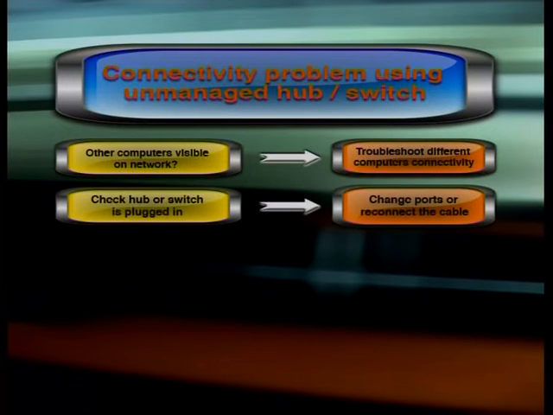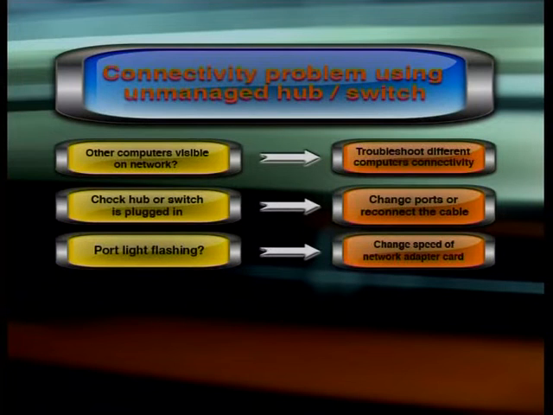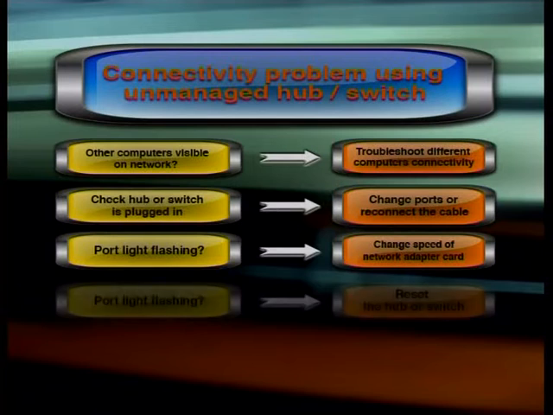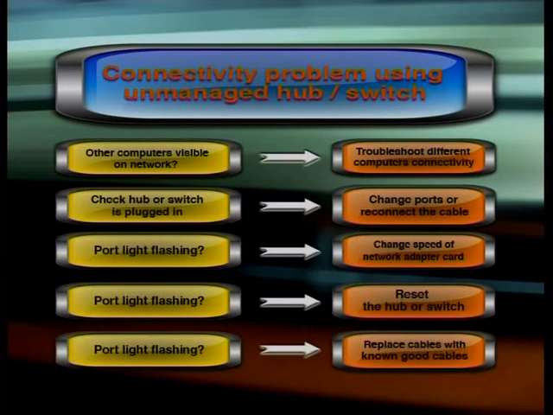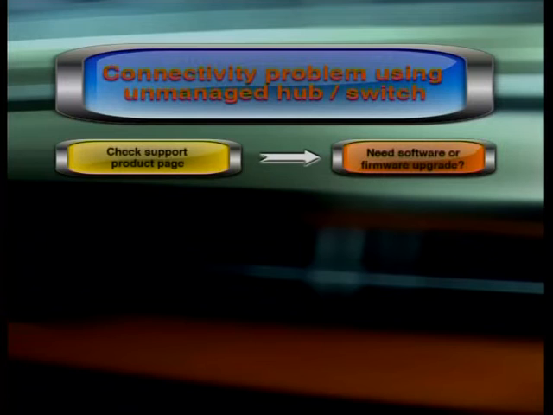Check that the hub or switch is plugged in and the power light is lit. If a port light is flashing, change ports or reconnect the cable. Or change the speed of the network adapter card. If a link light is still flashing, reset the hub or switch. Replace cables with known good cables. Lastly, check your model support product page. Maybe you need a software or firmware upgrade.